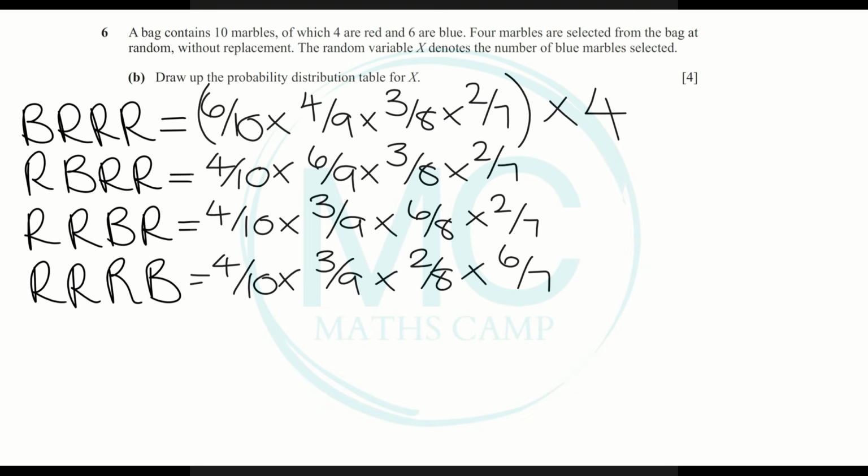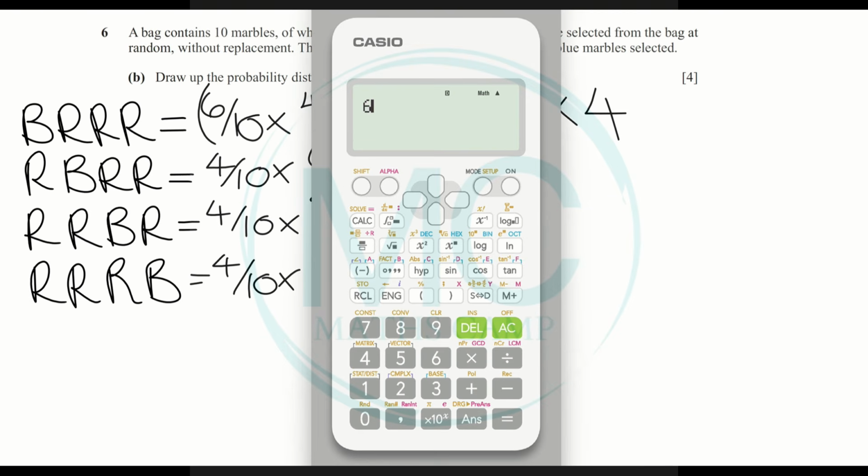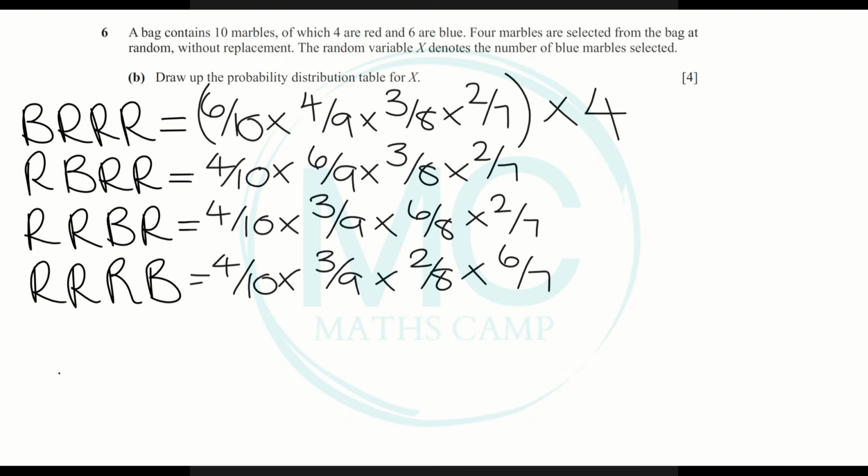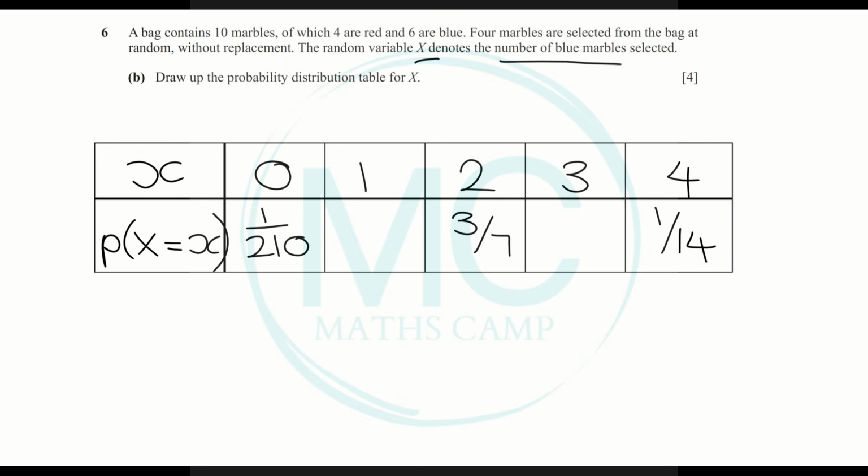So I'm going to take my calculator. I'm going to say 6 out of 10 multiplied by 4 out of 9 multiplied by 3 over 8 multiplied by 2 over 7, and we multiply all of this by 4, and I get 4 over 35. So now I can put this into my table as well.